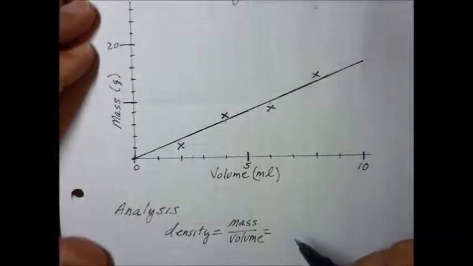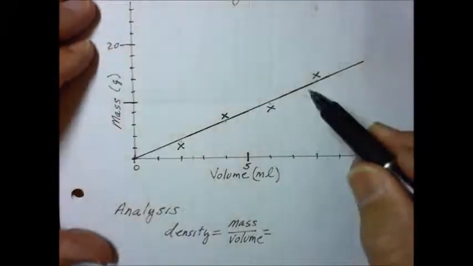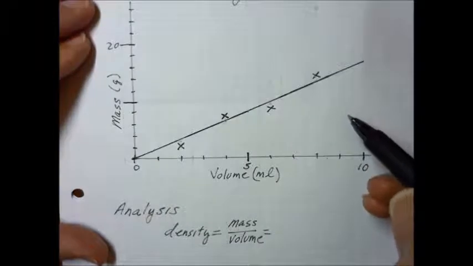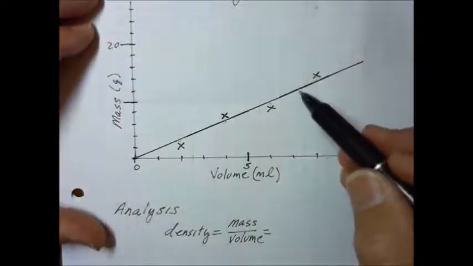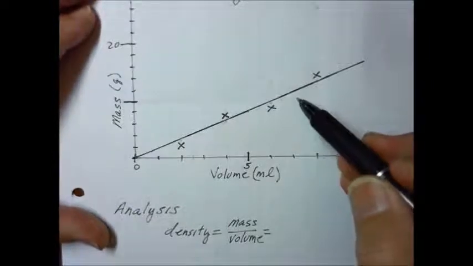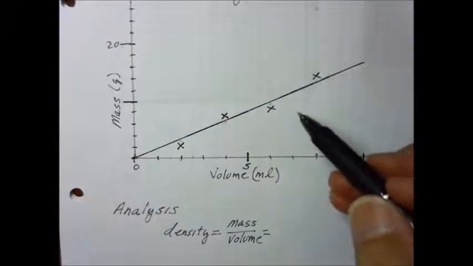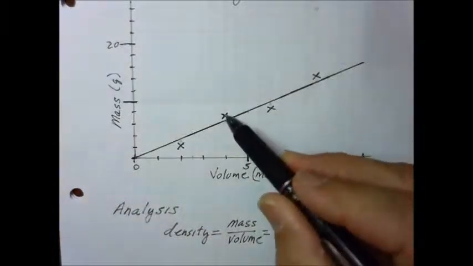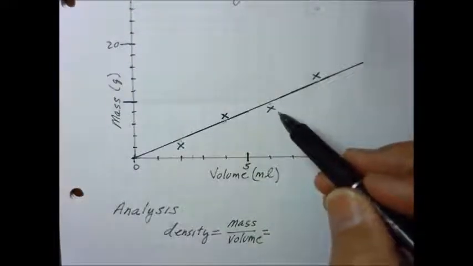To find the density, you need to find the slope of your line of best fit. And there are several ways to do that. I'm sure that you've had to find the slope of a line before in your math class, and this is really no different. Some students have tried to determine the slope by using 2 points and using those coordinate pairs to come up with a slope.